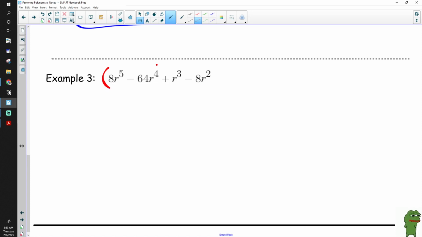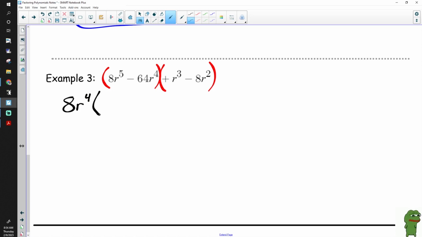Example 3, make your two groups. First group, second group. What's the most we can take away from our first two terms? What can you divide 8 and 64 by? 8. Yep, we can divide them both by 8. How many r's can we take out? 4. R to the 4th. What's left over?